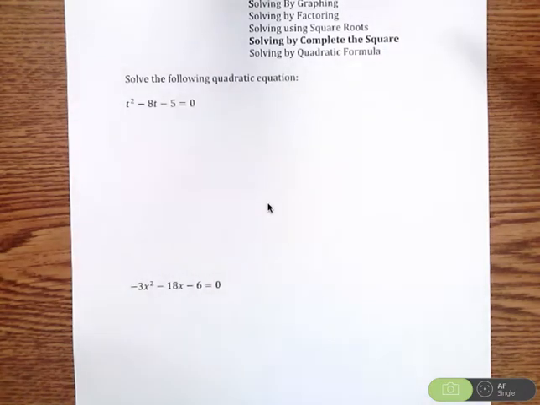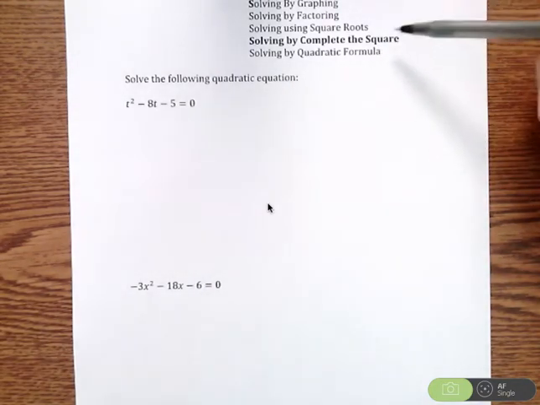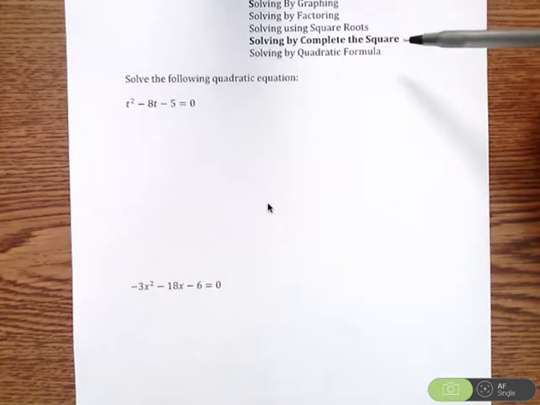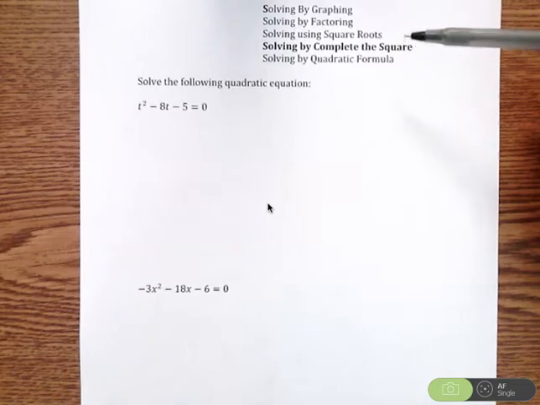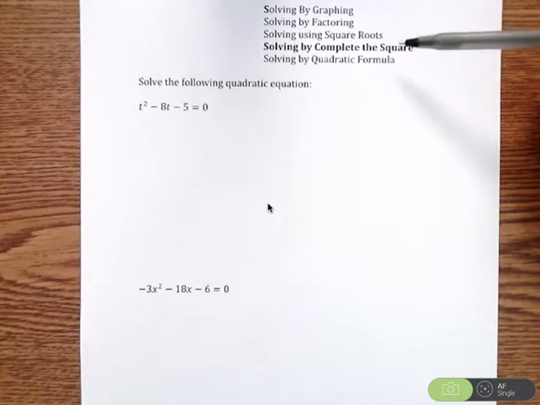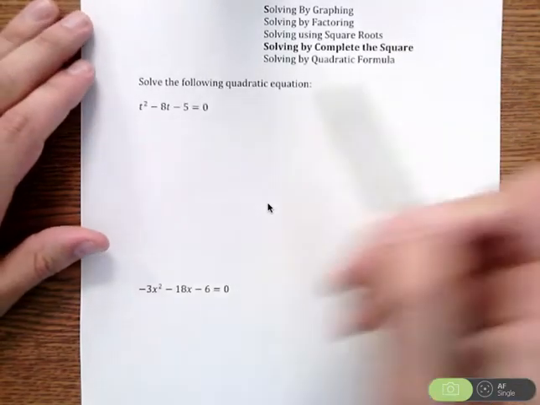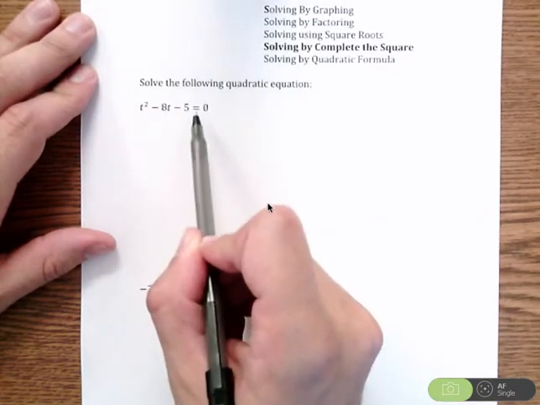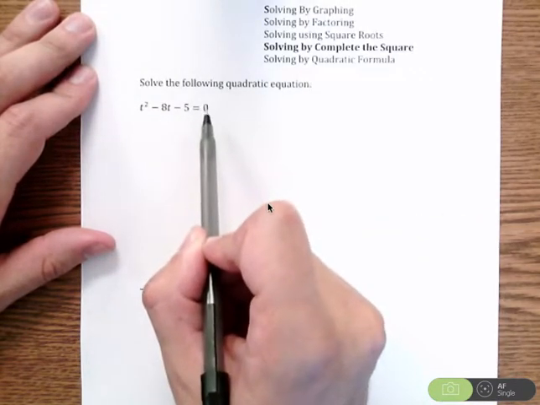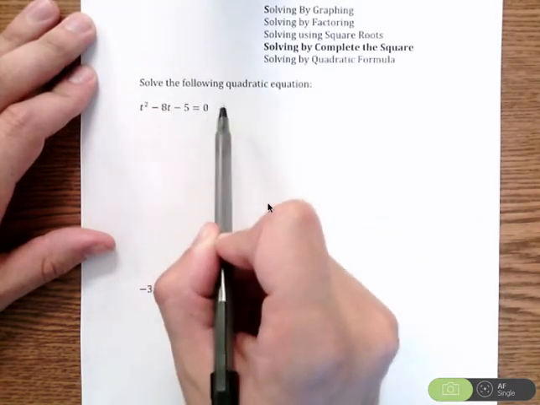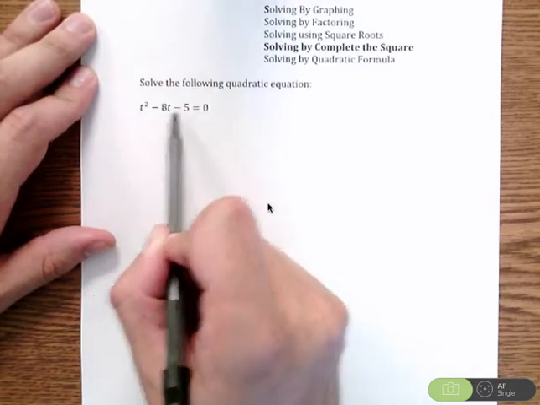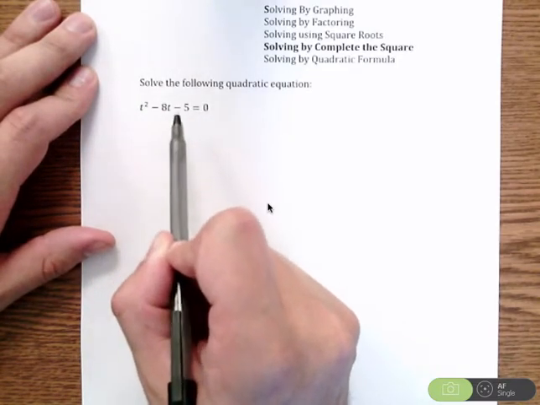All right, so we're still working with solving quadratics, and in this video we're going to focus on solving by completing the square. So here's how you know you want to solve by completing the square. When you're going through these problems, first off, you always still want these equal to 0. But the first thing you want to look for is, can you actually factor t squared minus 8t minus 5?